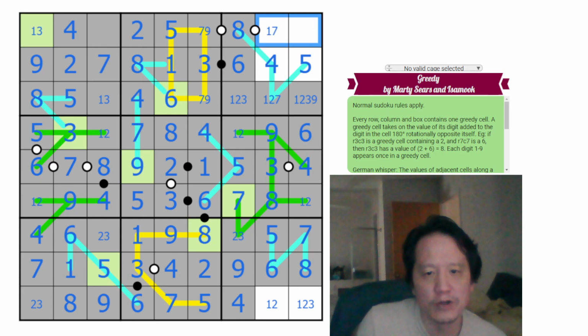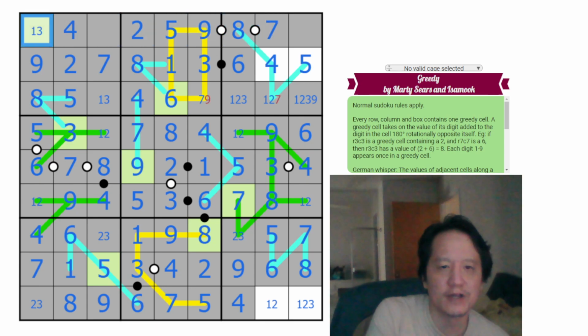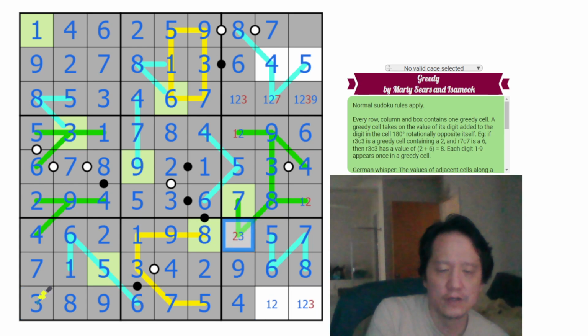So this can't be greedy, which means this is 7. This is 7. This is 9. The greedy one has to be 1. So this is 3, 6, 7. This is 2, 1, 2, 3. This is 3. This is 1. That's 3 in the corner. This is 1. This is 2. This is 9. This is 2.